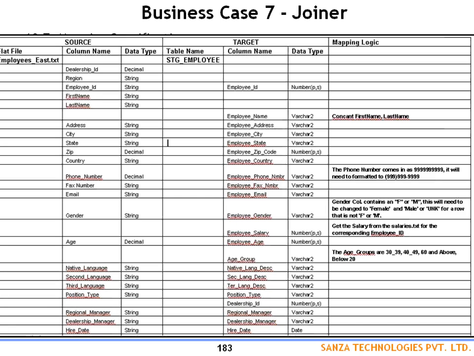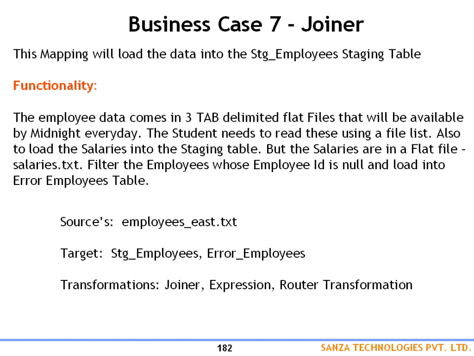Plus, the requirement says that if the employee ID is null, the data has to be loaded into the error employees table. Means if the employee ID is not null, then the data has to be loaded into the STG employees table. So the requirement data is coming from flat files. Regarding 3 flat files, we will discuss after this example how to load data from multiple files. After chapter 7, we will discuss in chapter 8 multiple file loading.